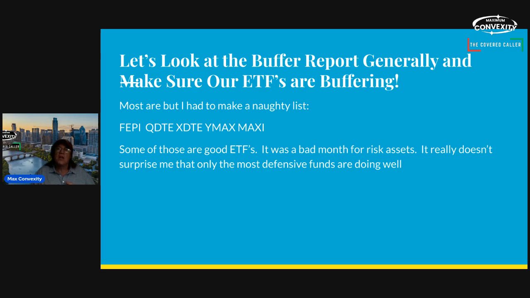And if you look, it really shouldn't surprise you that the ones that are doing well are the defensive ETFs, the ones that do the daily, because the daily has the huge buffer. So it's not a big surprise. It's actually what we would expect when we're having a pullback and we're also having elevated volatility. That's what you're going to get. You're going to get the dailies outperforming.